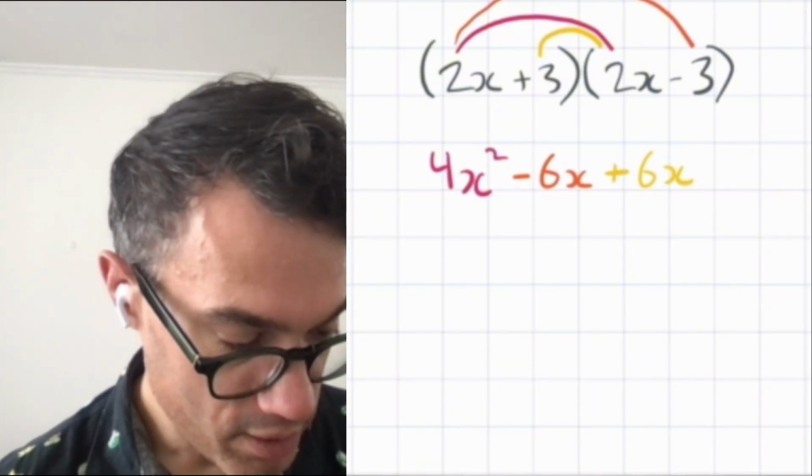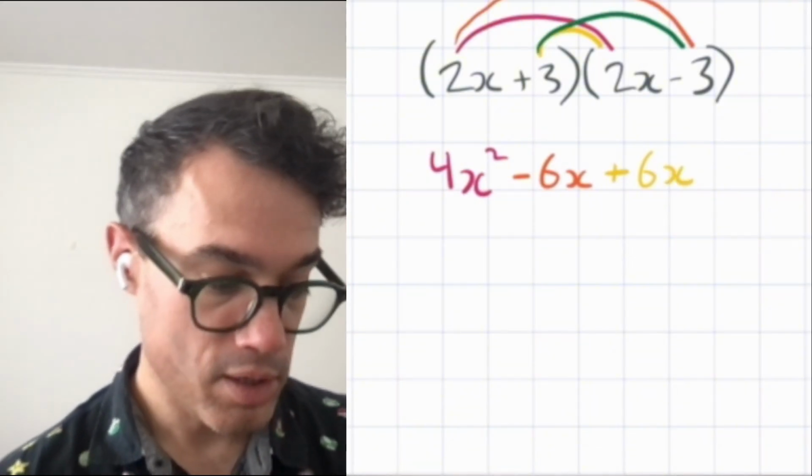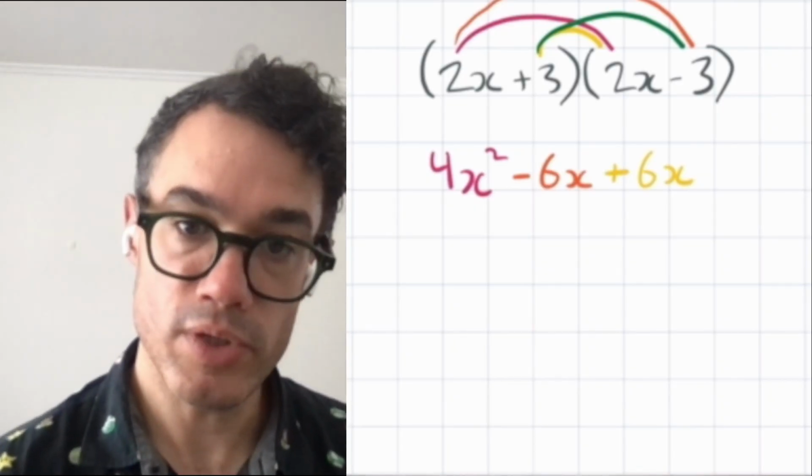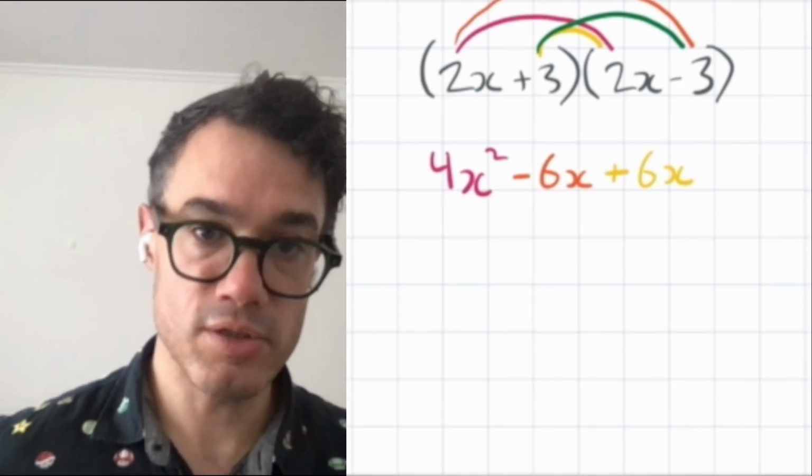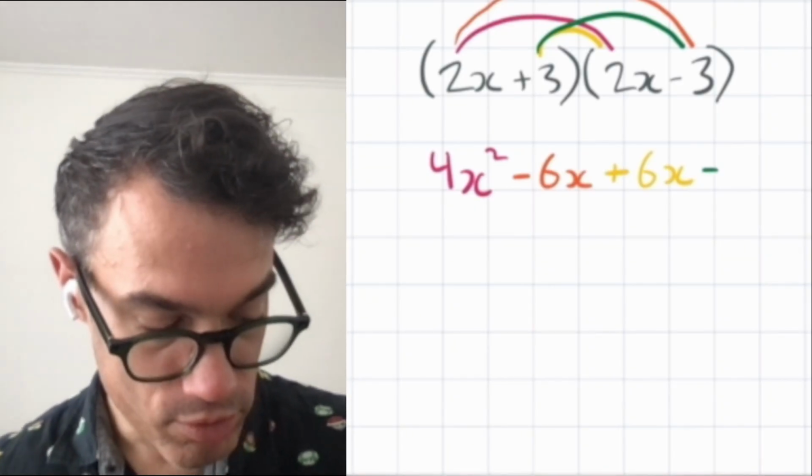And then lastly, we have our green. We have multiplied the positive 3 times the negative 3. A negative times a positive becomes a negative. So we have negative 3 times 3 is 9.